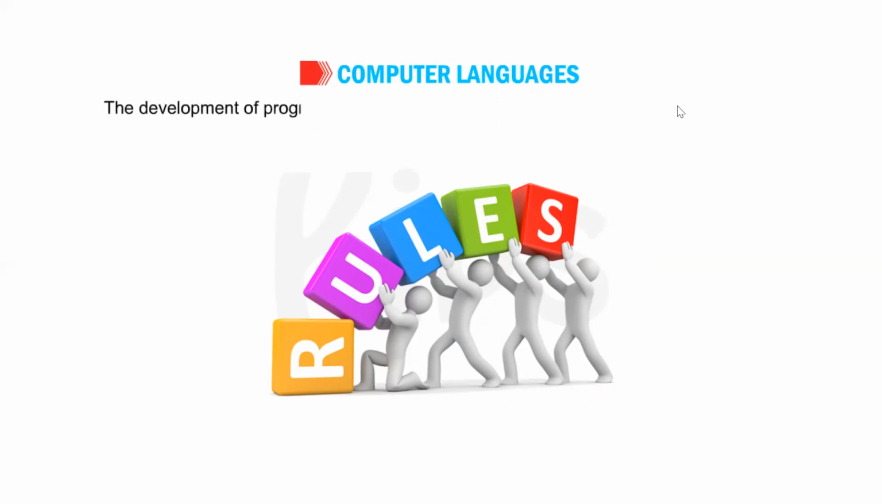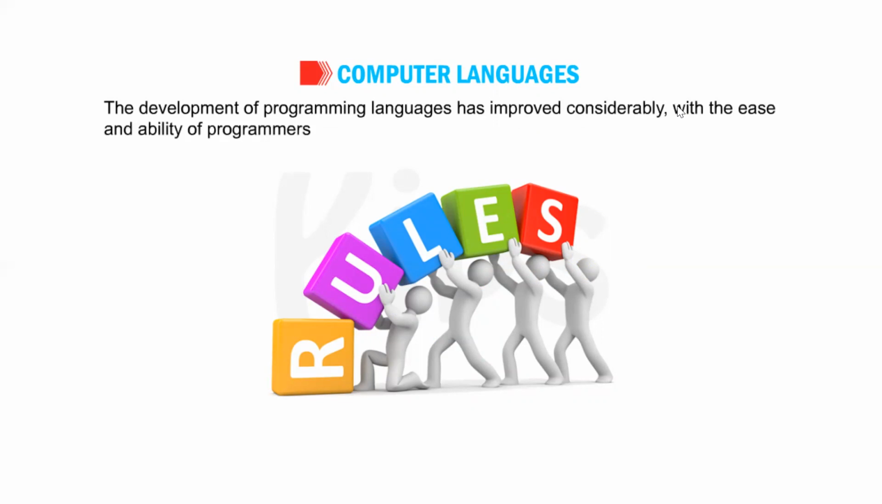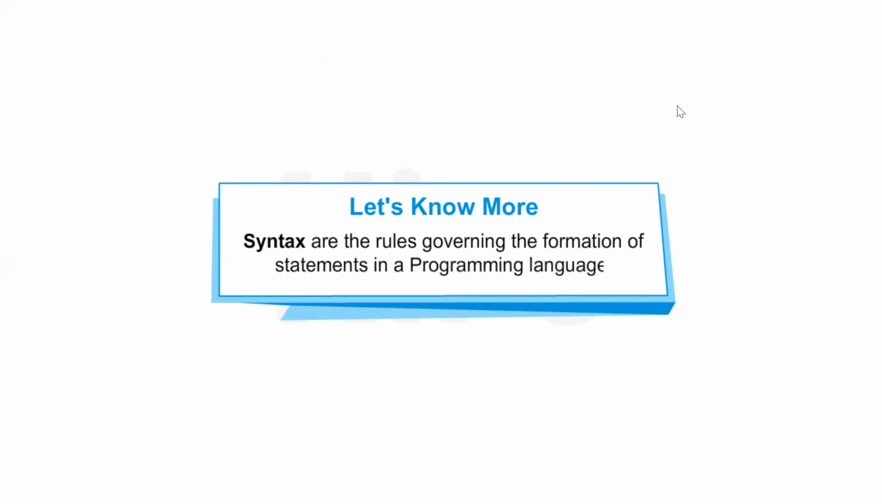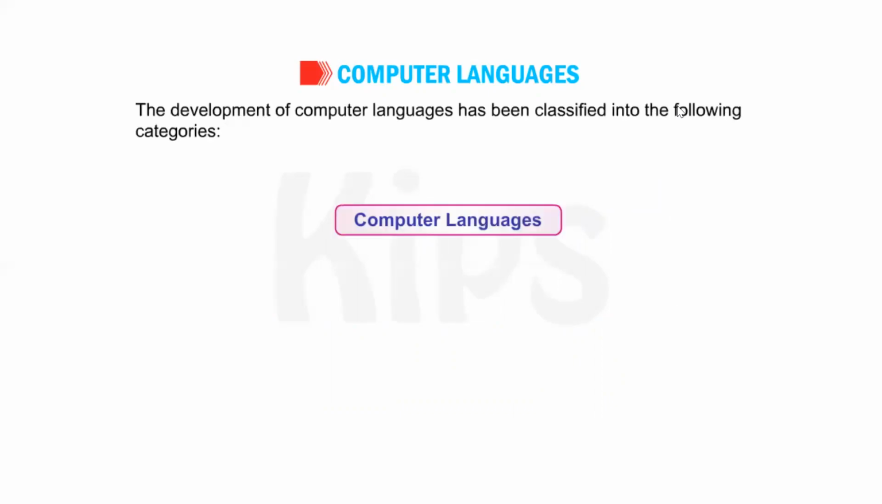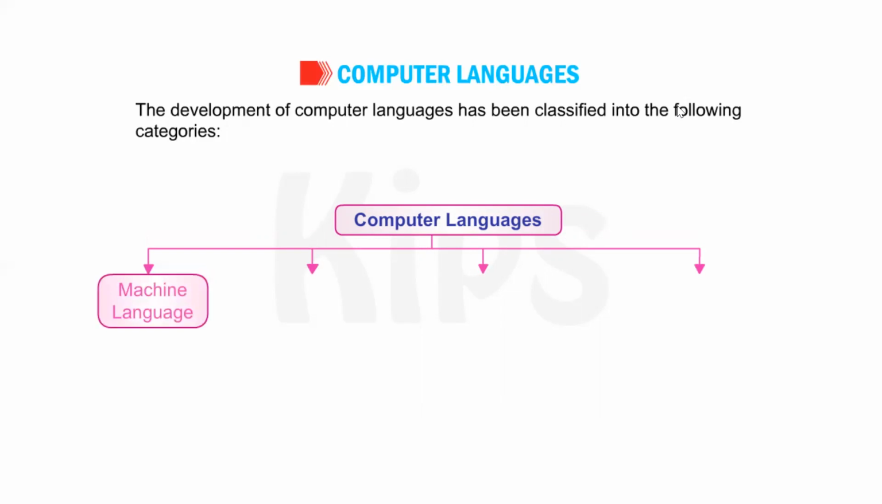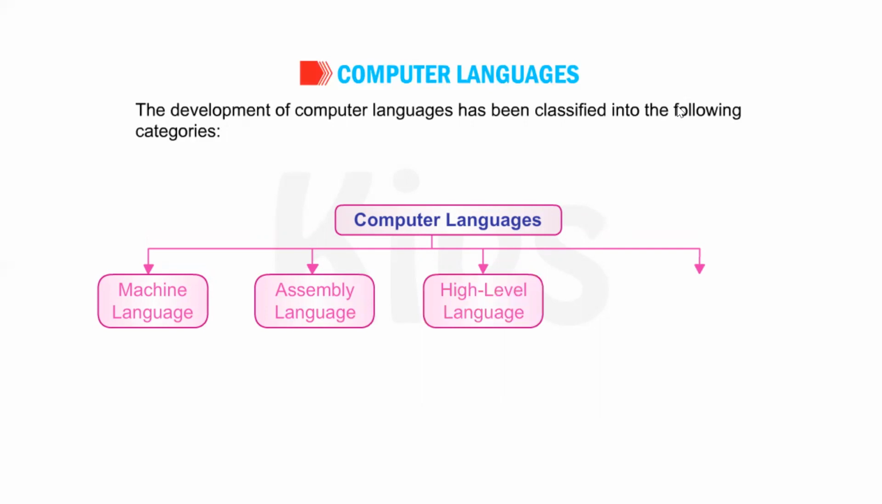The development of programming languages has improved considerably with the ease and ability of programmers to write powerful application programs. Students, please note that syntax are the rules governing the formation of statements in a programming language. The development of computer languages has been classified into the following categories. Computer languages. First generation as machine language. Second generation as assembly language. Third generation as high-level language. Fourth generation language.